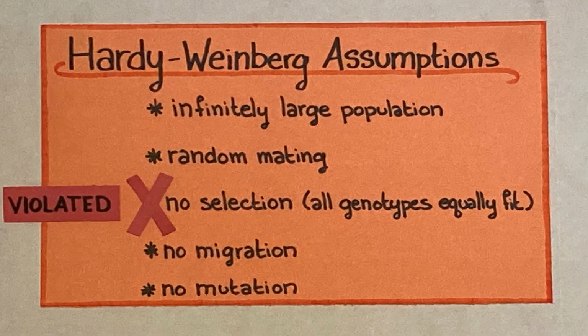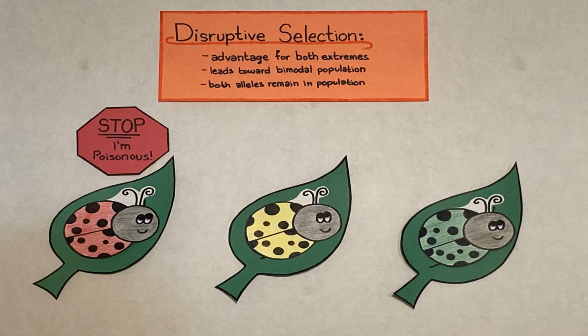For example, selection. There are 3 different types of selection that can affect a population. The first is disruptive selection, in which both homozygotes hold an advantage, which causes those frequencies to increase while the heterozygote frequency decreases. In the case of our ladybugs, that would be like if the red ladybugs survive better because of their warning color, and the green ladybugs survive better because of their camouflage.